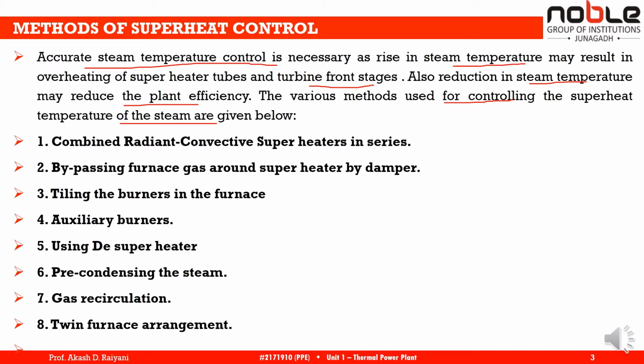There are 8 methods of superheat control. First, by using a combined radiant and convective superheater in series. Second, by bypassing furnace gas around the superheater by damper. Third, tilting the burner in the furnace. Fourth is auxiliary burners. Fifth is using a de-superheater. Sixth is using pre-condensing steam. Seventh is gas recirculation, and eighth is twin furnace arrangement.